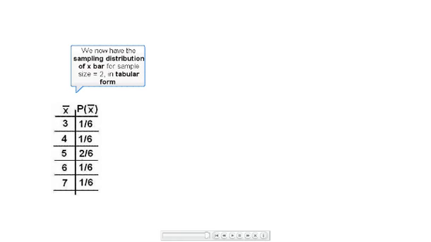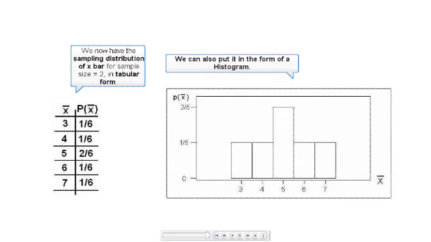We now have the sampling distribution of x bar for sample size equals 2 in tabular form. We can also put it in the form of a histogram.